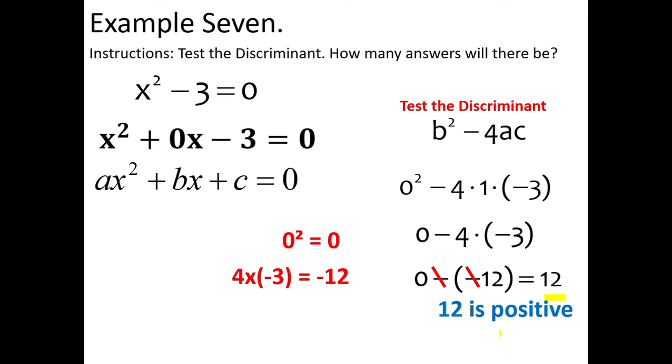So 12 is positive. According to the rules of discriminants, if you get a positive number for the discriminant, that means there will be 2 answers that you can find for this quadratic equation. If you'd gotten a negative number, then that would have meant that there were no answers and there is no way to solve this equation. Or if you'd gotten a 0, that means there's 1 answer. So the discriminant tells you how many answers you will get. Because we got a positive number, there's 2 answers.